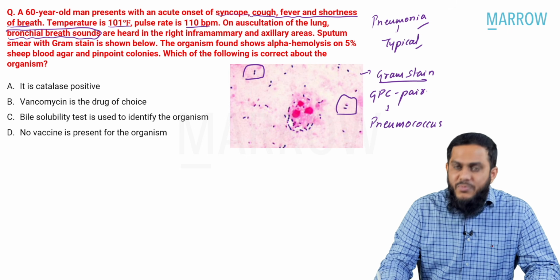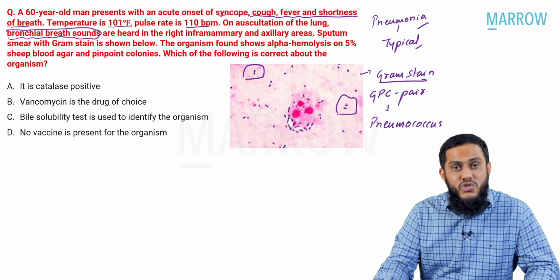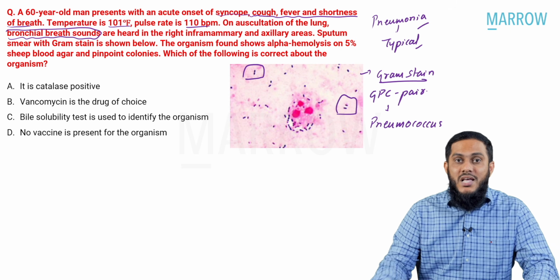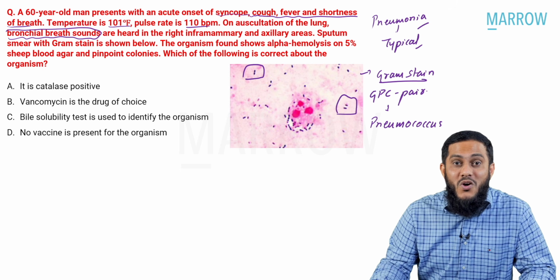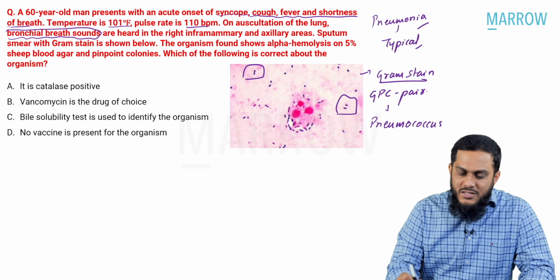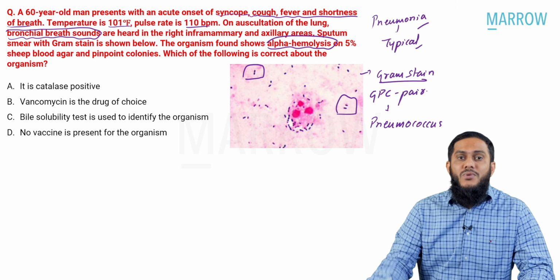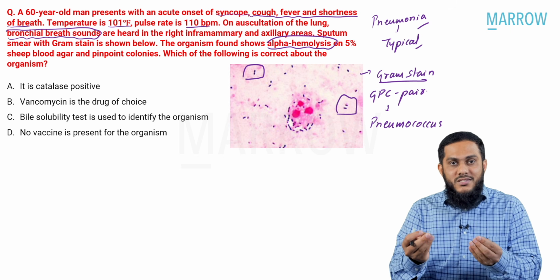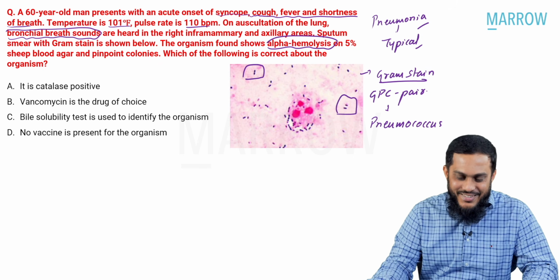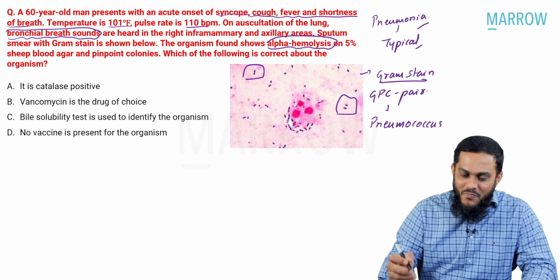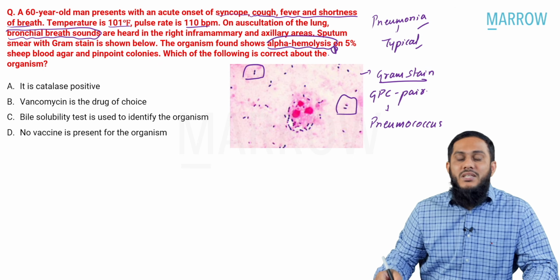So clear-cut, the examiner is telling us to identify that this is typical pneumonia caused by pneumococcus, and pneumococcus is the most common cause of typical pneumonia. The organism found shows alpha hemolysis. The examiner is now telling, at least now please identify this is pneumococcus. Gram stain picture is given. Then the examiner is telling alpha hemolysis on blood agar.